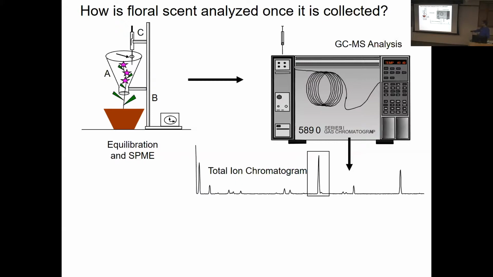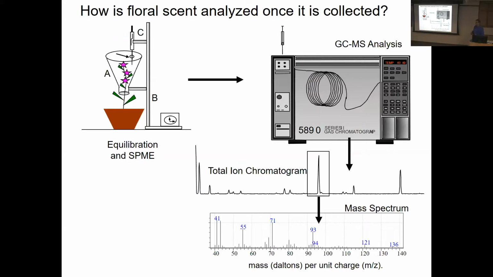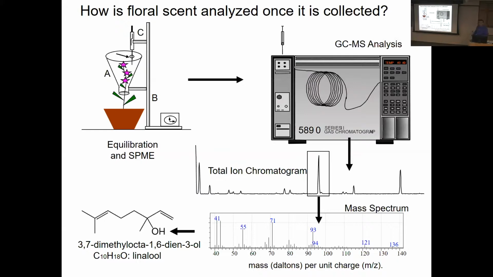This is abundance of signal. And so each peak, presumably, is a single compound. And how do you know what that compound is? You get the mass spectrum. And the mass spectrum provides you with a hint. In this case, this is a classic mass spectrum for today's compound of interest, linalool, which is a monoterpene alcohol. But getting a mass spectrum isn't an identification, it's just a suggestion.